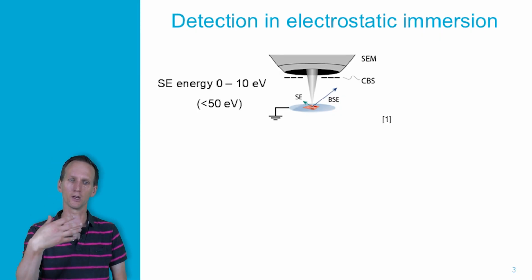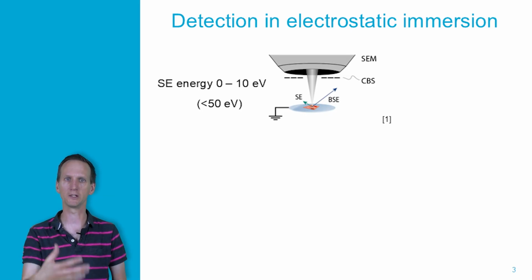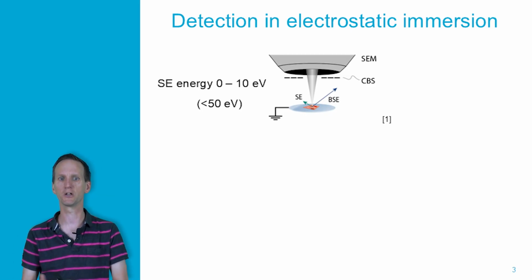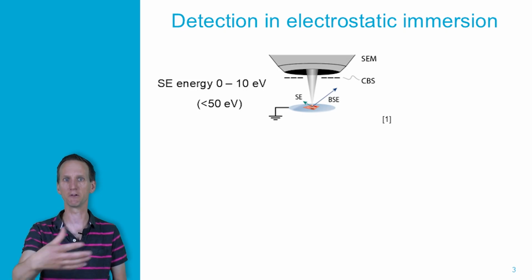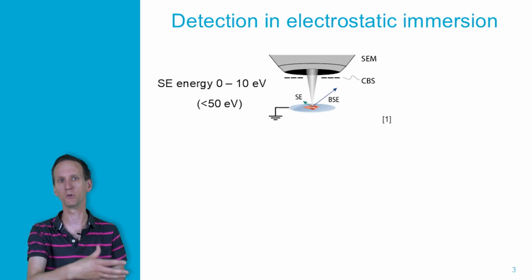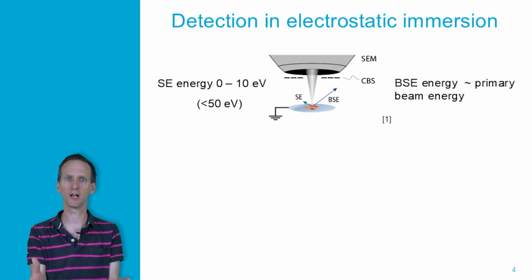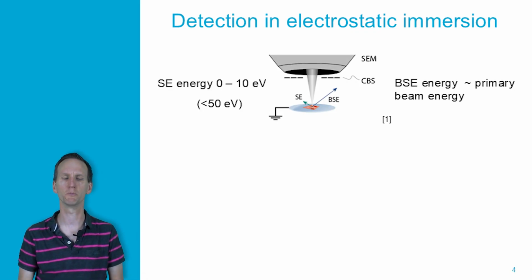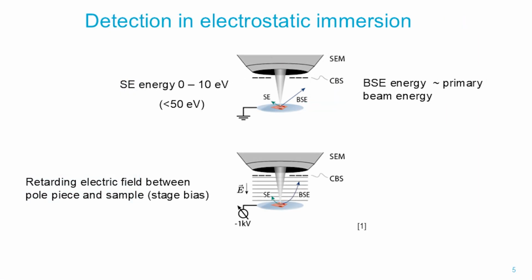So remember that if we have the primary beam hitting the sample, we generate secondary electrons and we generate backscatter electrons, typically the secondaries with an electron energy lower than 50 electron volt, most of them between 0 and 10. Backscatter electrons have an energy close to the primary beam energy. So now in electrostatic immersion we apply a bias field, a retarding field for the primary electrons between the final objective lens, so the pole piece, and the sample. And you see that indicated here in the lower figure.